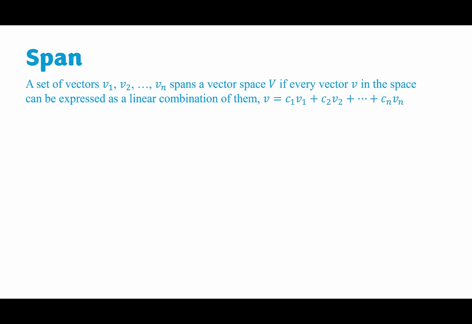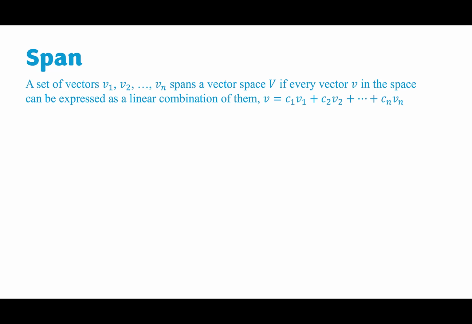So you have n vectors. So if n was 10, then you have 10 vectors. That set of vectors spans a vector space V if every vector v in this space can be expressed as a linear combination of them, right? So we've talked about linear combination. It means scale and add up the vectors that you're working with.